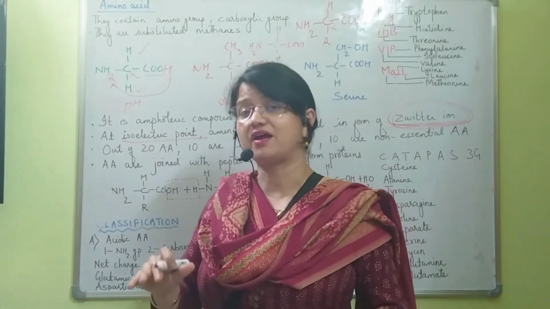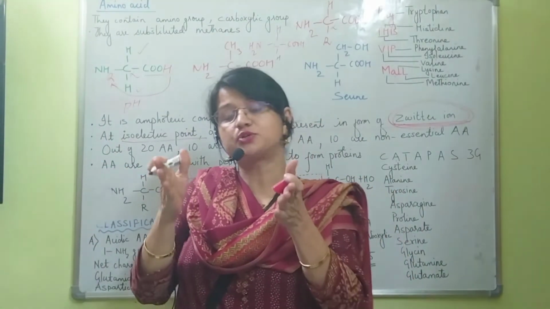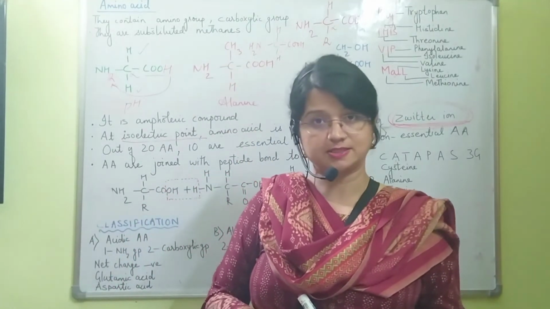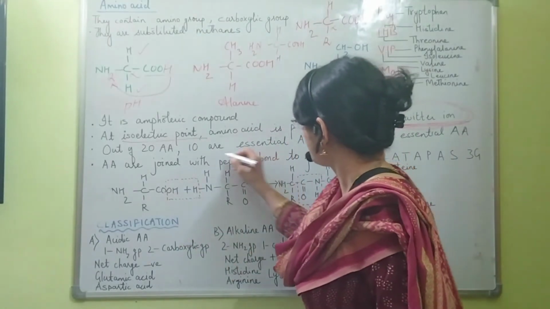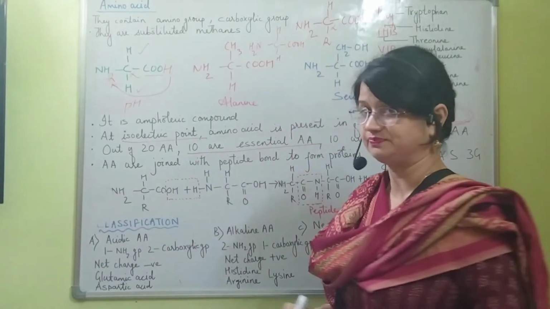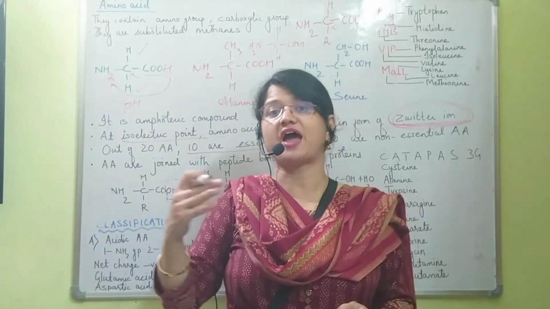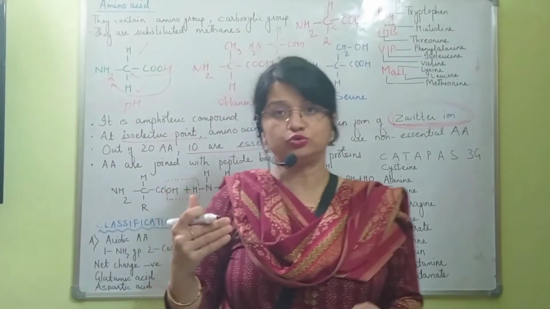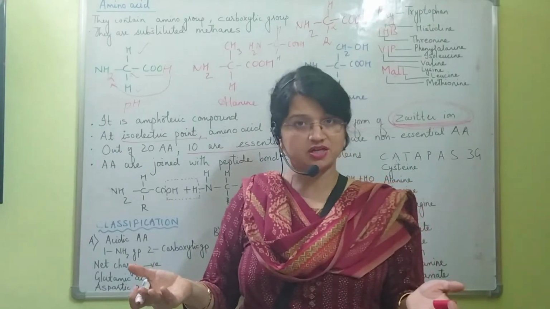Now we know that there are 300 types of amino acids, but actually 20 amino acids are required for protein synthesis. Now out of these 20 amino acids, 10 amino acids are essential. Now what does essential amino acid mean? It means we have to take them in our diet. Clear? Those which are made in our body are called non-essential amino acids.